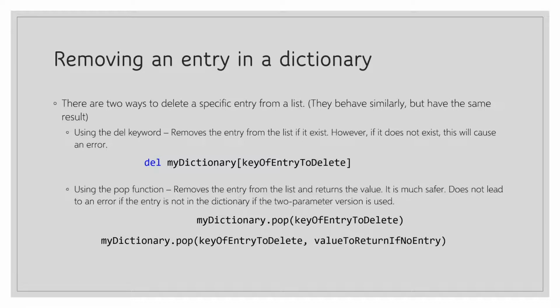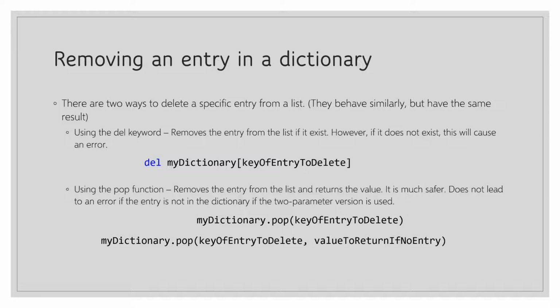So using the del keyword, you remove whatever entry is in the dictionary if it exists. So you just do del, the dictionary name, and then the key of the entry you want to delete. But if that key doesn't match any entry, if that key doesn't exist in the dictionary, your program will raise an exception, which is code for it will crash. So it's not very safe, and I do not recommend it.